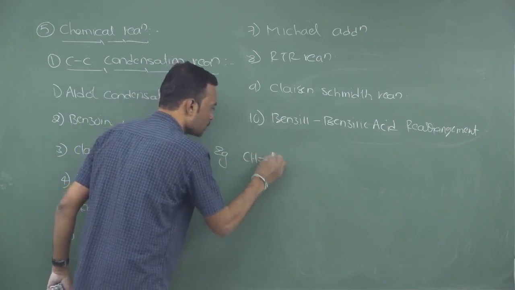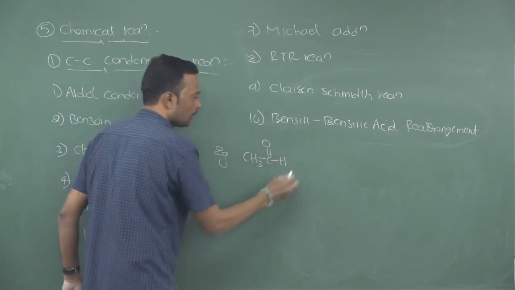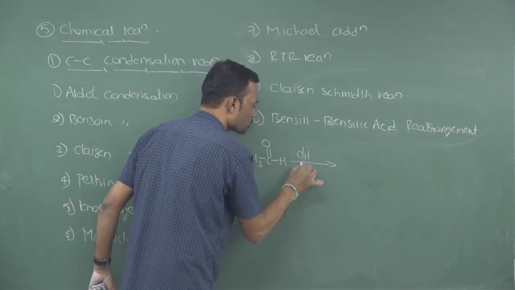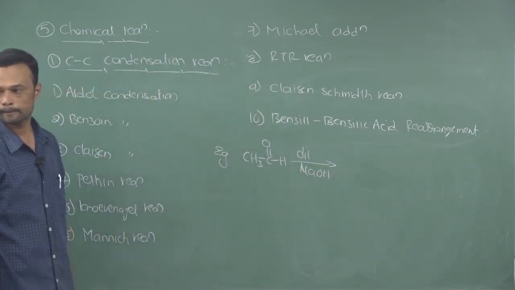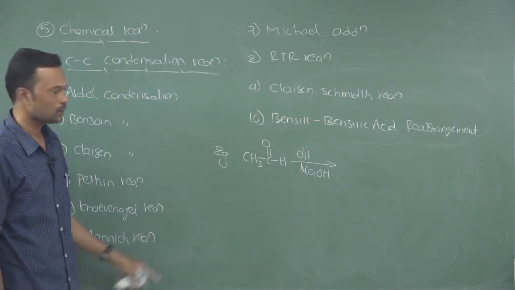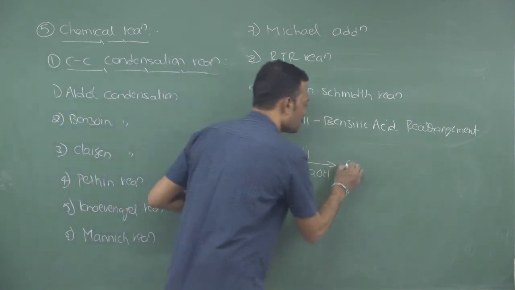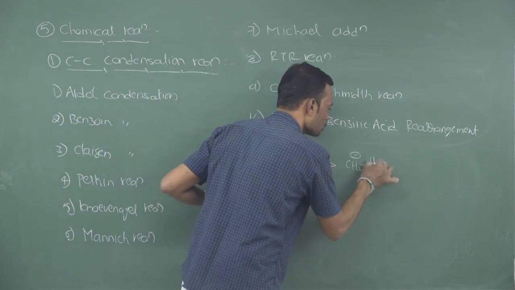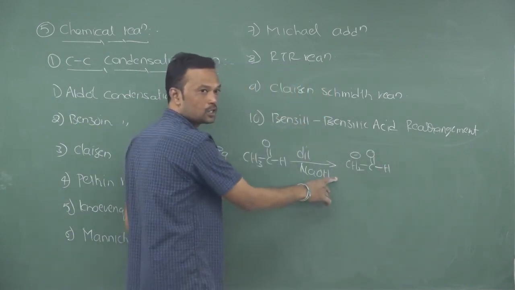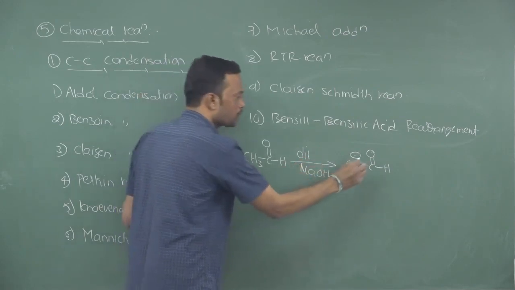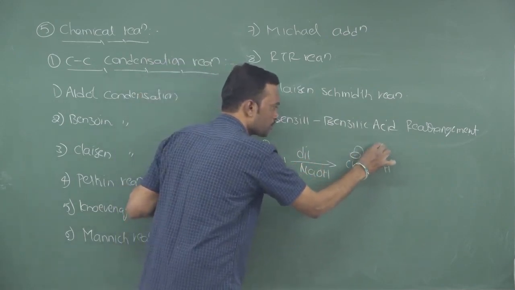I am taking CH3C double bond O with H. Now I am using dilute sodium hydroxide, a mild base. What happens? This base will take a proton from here and this will form CH2C double bond OH. What is this? GOC is over, many examples I gave. This will migrate here and this will transfer.